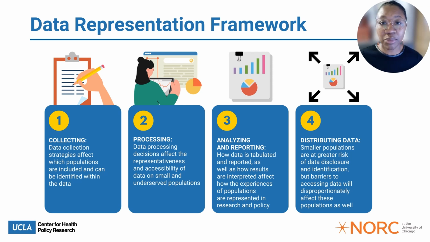The second step, processing, focuses on representation and accessibility, especially among small, underserved, or historically excluded groups. In step 3, analyzing and reporting, this focuses on how results are interpreted, tabulated, and conveyed. Lastly, step 4 focuses on data distribution and dissemination, with considerations on disclosure and barriers to access. While steps 1, 2, and 4 of the framework are discussed in other trainings, the focus of today's discussion is on applying a fair and just lens to data analysis.